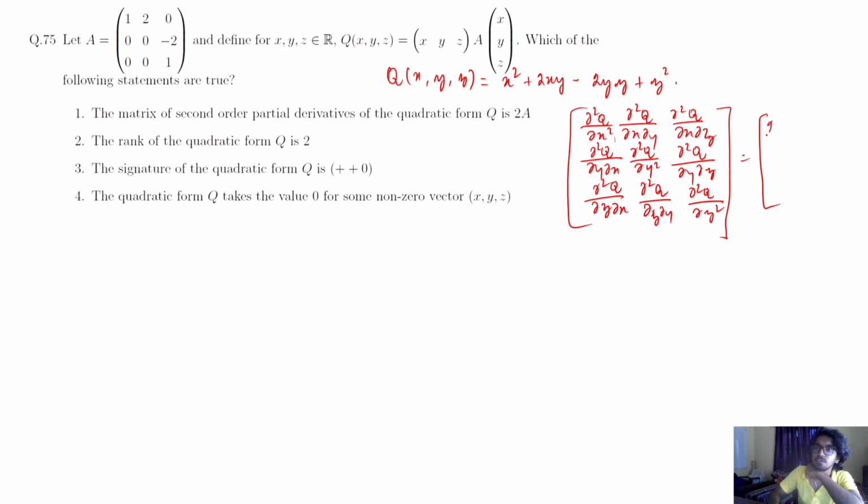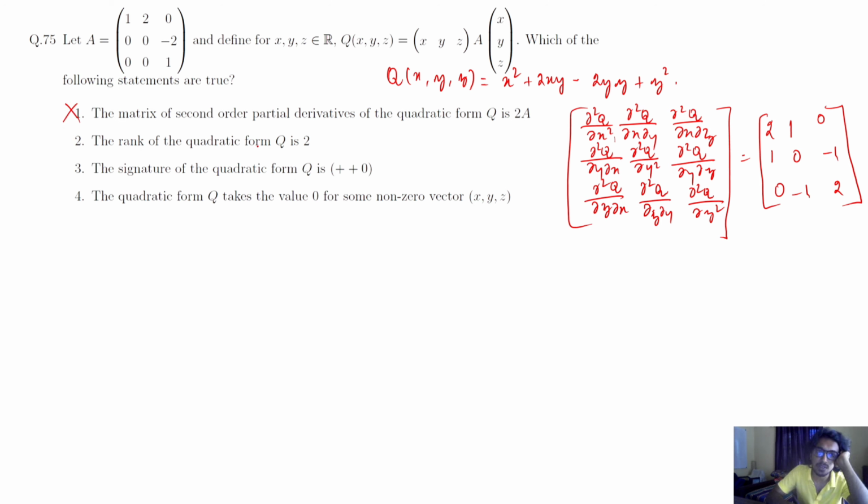Okay, so when you differentiate twice with respect to x, you would get 2, and when you differentiate with respect to x and then y, you would get 2. So this has to be spread over these two places, and similarly this position will be shared like this, and this is twice. The rest of the entries are 0. Option 1 claims that this matrix is twice A. No, it is not. So option 1 is false.